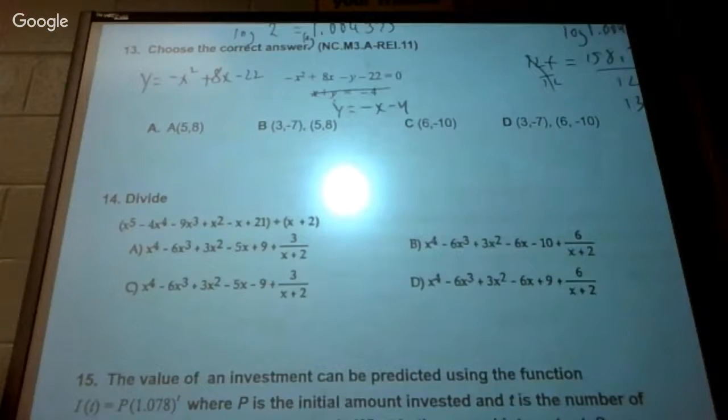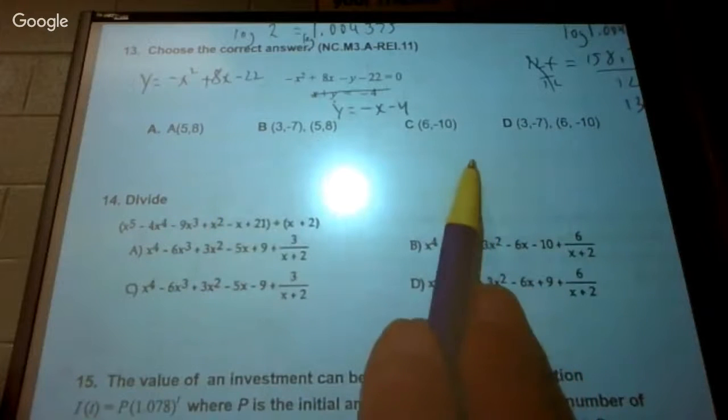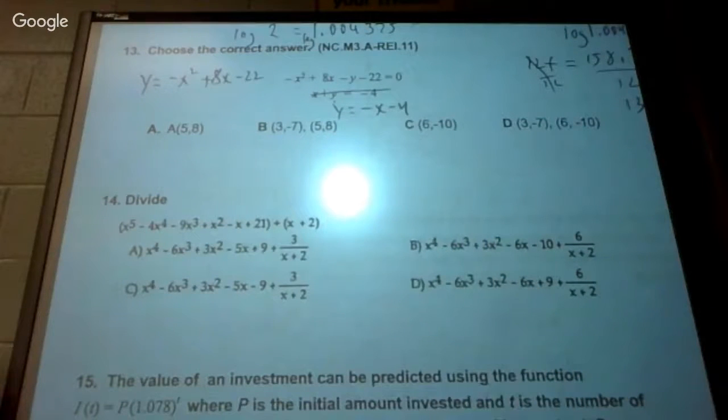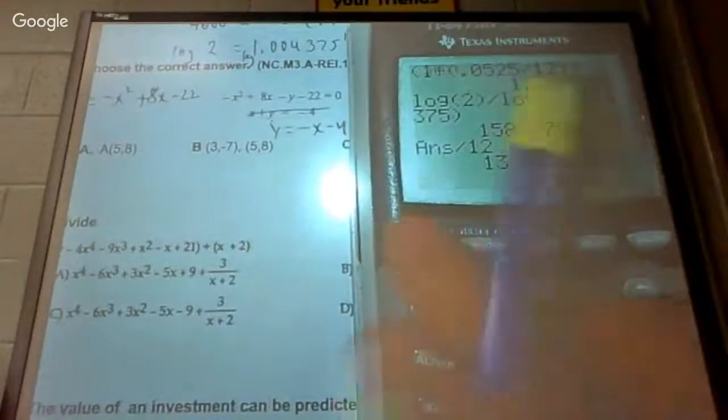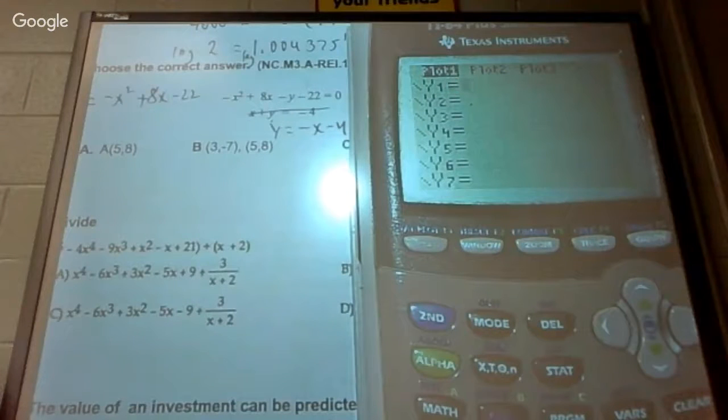Way number 3, you take your answers and plug them in for x's and y's to see where they're equal to each other. I'm going to choose way number 2. I'm going to take my calculator. I'm going to type in negative x squared plus 8x minus 22, and then go to the second one and type in negative x minus 4. I'm going to graph this.